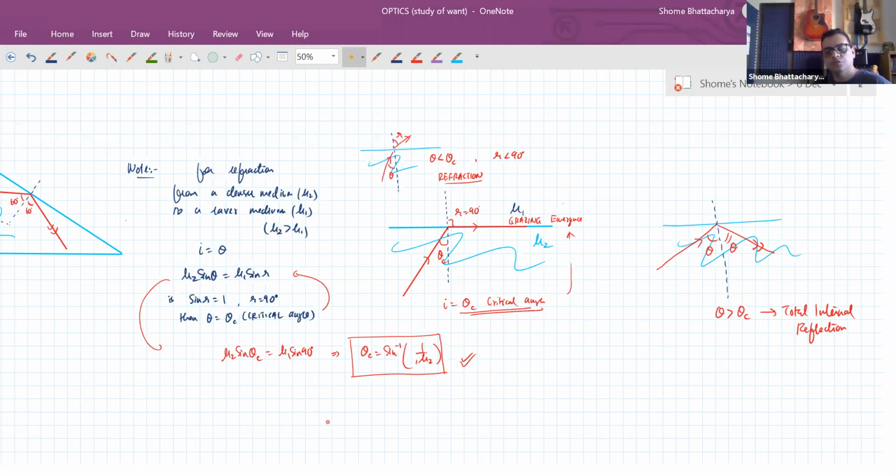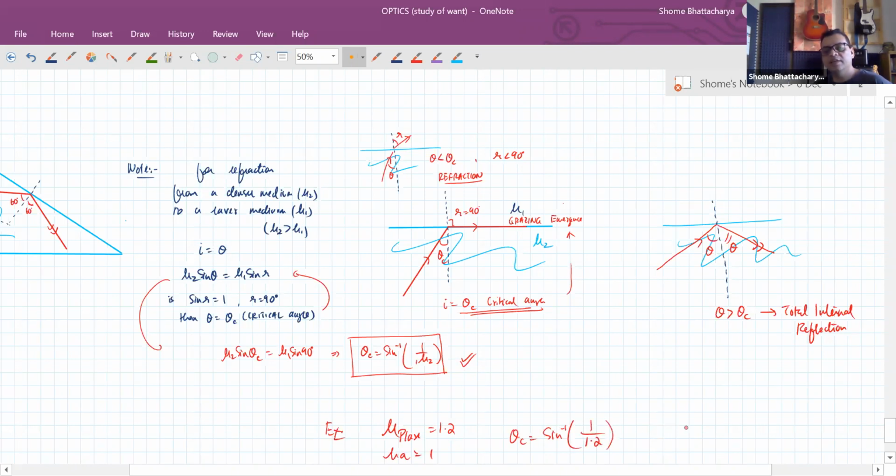So for example, the refractive index of plastic was 1.2. So the critical angle for this one was sine inverse of 1 upon 1.2. That critical angle you will see will come out to be less than 60 degrees. That is why when we took theta as 60 degrees, our theta was greater than the critical angle. So we are getting total internal reflection.